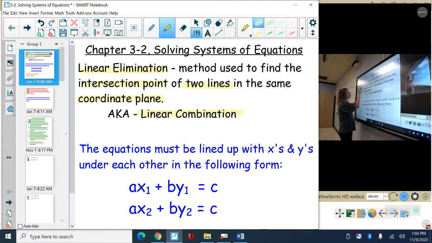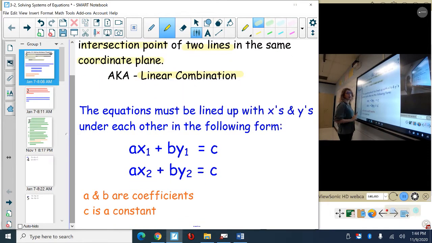Okay? The equations must be lined up. X's over x's plus y's over y's, equals over equals, constant over constant. If they are not lined up like this, you will not be able to perform the operation correctly. A and B are your coefficients and C is a constant.